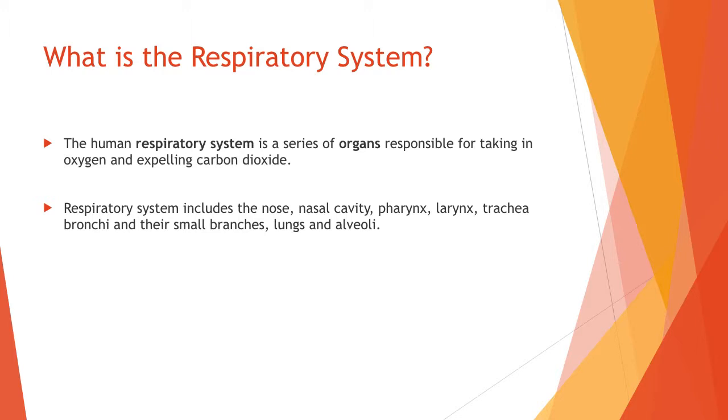What is the respiratory system? Respiratory illness is a common problem in the United States. Many times, people are genetically more likely to get a respiratory condition, but your workplace or environmental exposures could also play a big role. The human respiratory system is a series of organs responsible for taking oxygen and expelling carbon dioxide. Respiratory system includes the nose, nasal cavity, pharynx, larynx, trachea, bronchi, and their small branches, lungs, and alveoli.